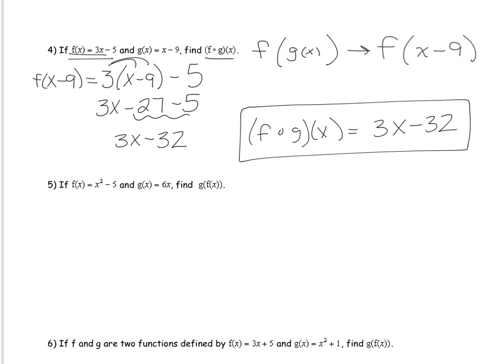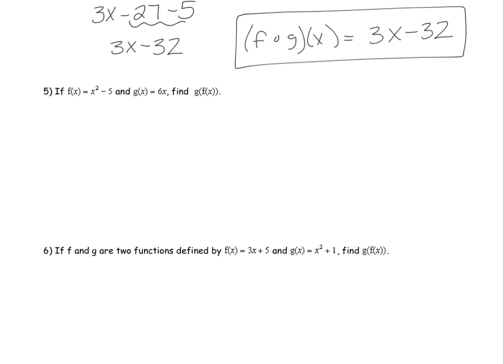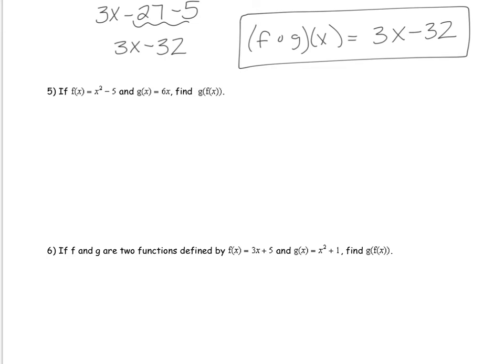Okay, let's do another example. So example number 5 is asking me to find g of f of x. So I always like to again exaggerate, so g of f of x. So now this time, what does f of x equal? Well, it says over here that f of x equals x squared minus 5. So that means the question is really asking me to find g of x squared minus 5.